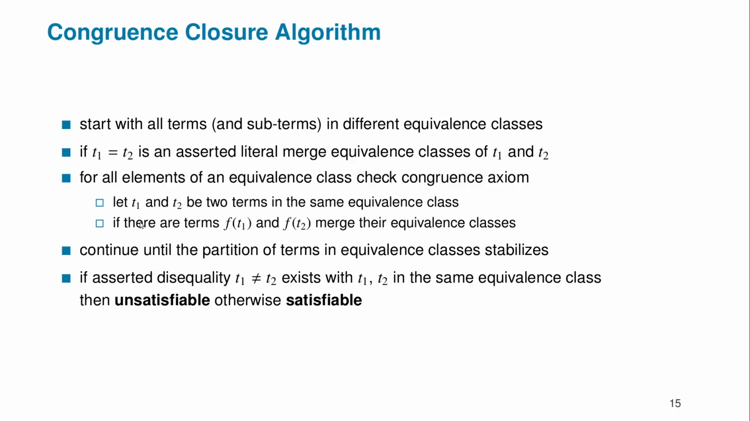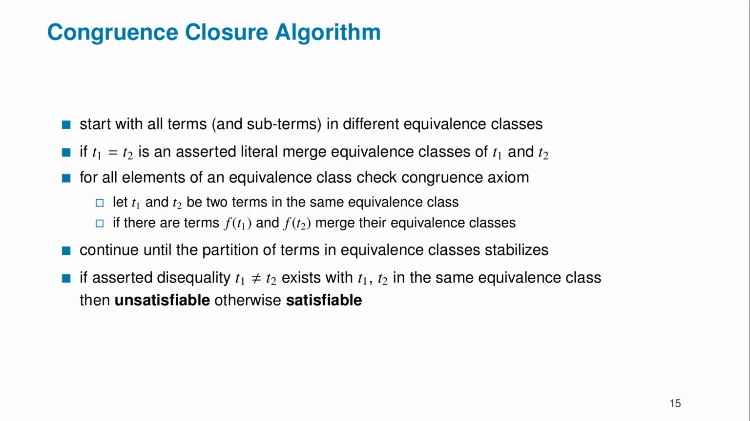And next I will show you an algorithm to decide efficiently whether a set of constraints with equality is consistent or not. What we do is we first put all terms and subterms into different equivalence classes. So we have equivalence classes of size 1. And if we have an equality, we merge the two equivalence classes of the two terms.